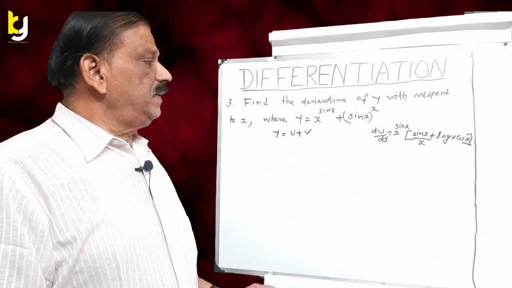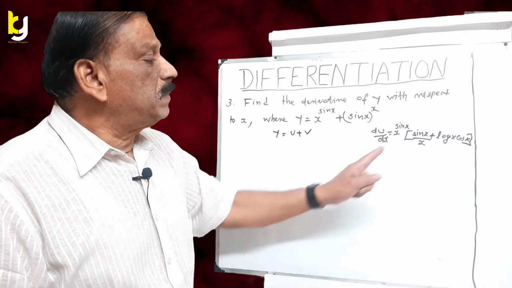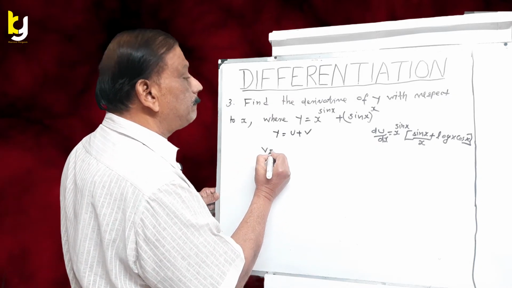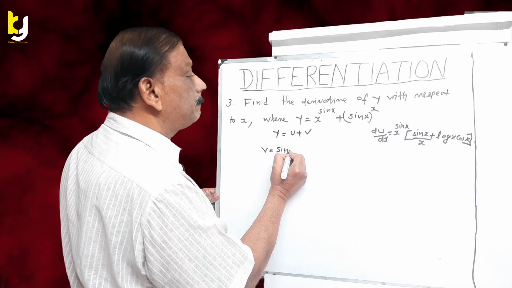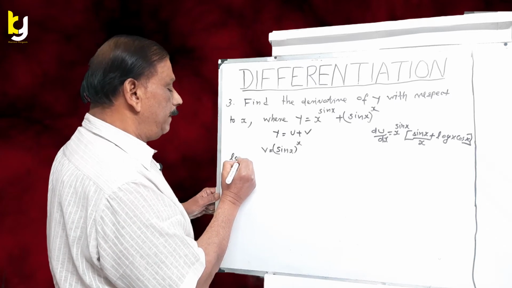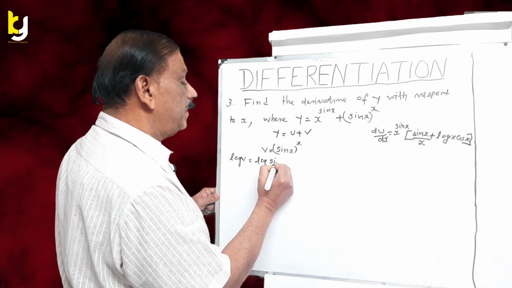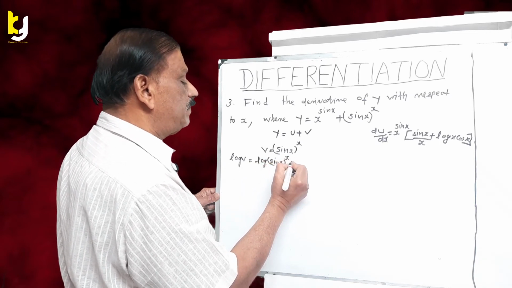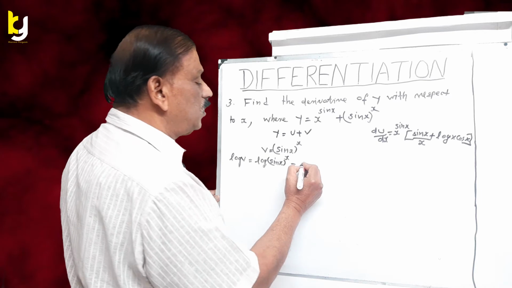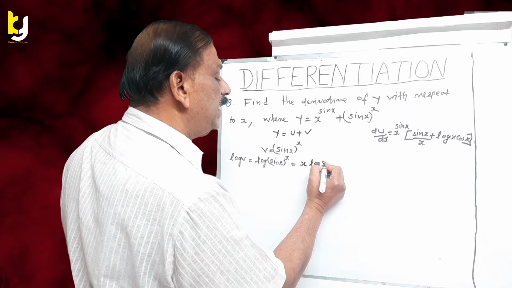Clear? That is du by dx equal x to the power of sin x into sin x by x plus log x cos x. Here v is equal to sin x to the power of x. Take logarithm. Log v equal log sin x to the power of x. That is in the form of log a raised to n. Log a raised to n equal to n log a. Therefore, this is equal to x log sin x.